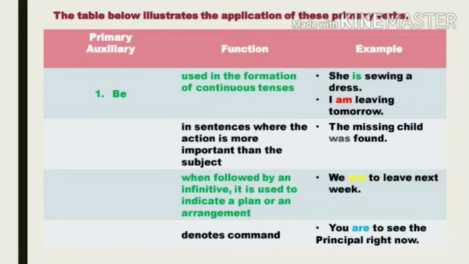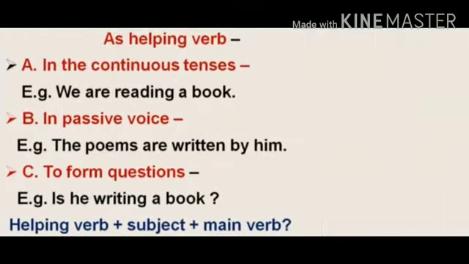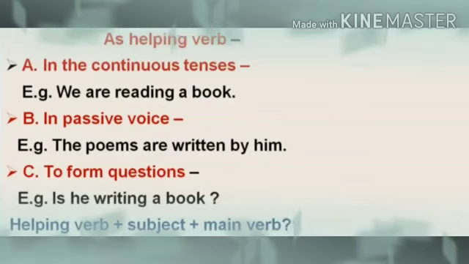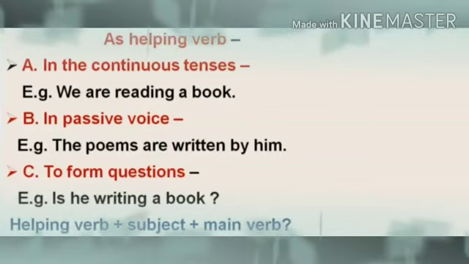These verbs also denote a command or request in imperative sentences, like, you are to see the principal right now. It's a command given to someone to go and see the principal right now. In all these examples, you can see the function of the auxiliary verb be. Now let's understand this with some more distinct examples. Here are shown the functions of is, am, are, was, and were as helping verbs.